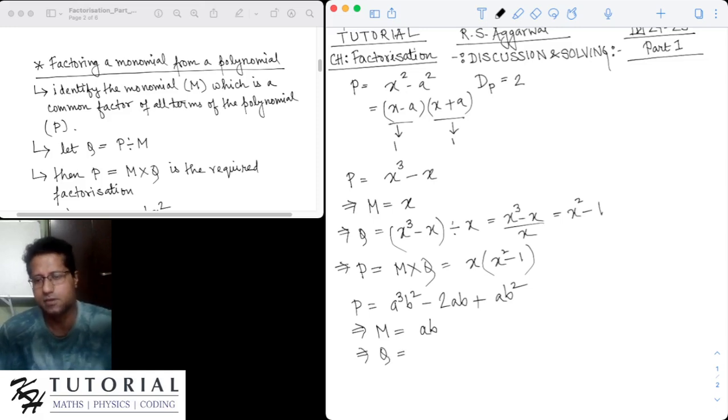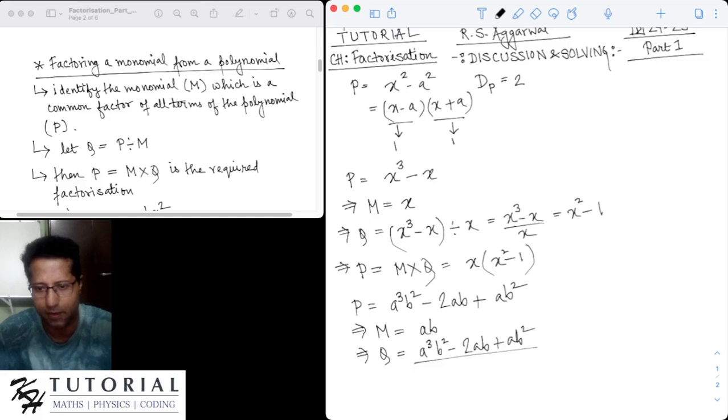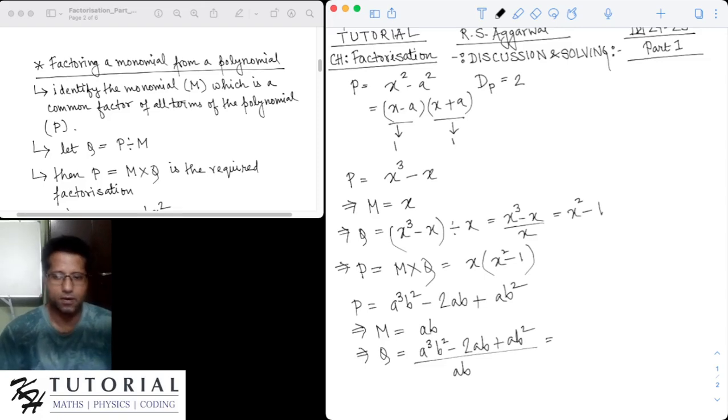Q is what you get when you divide the original polynomial by the common factor. So the original polynomial a cube b square minus twice ab plus ab square is divided by the common factor, that is ab. Division, addition, subtraction, and multiplication of algebraic expressions we have already covered in the previous chapter from the textbook of author RS Aggarwal, which was operations on algebraic expressions. If you have not watched those videos, I strongly suggest that you watch them also to get a good understanding of the chapter concepts.